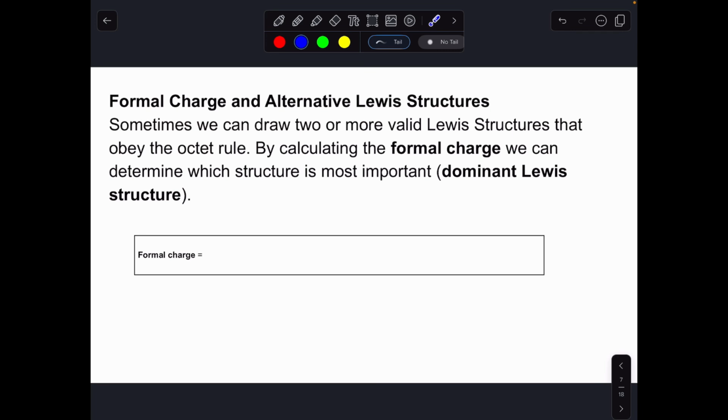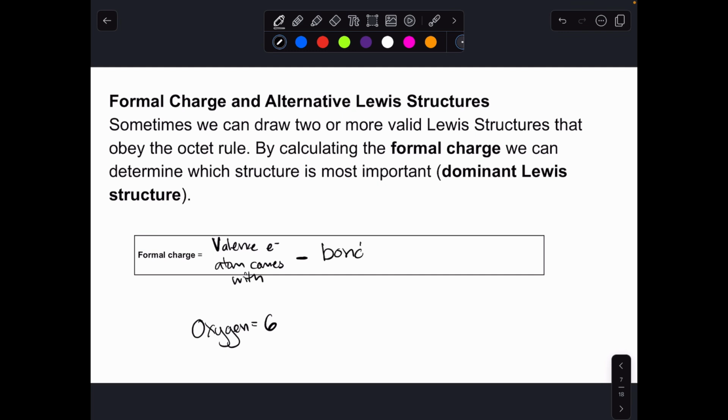Now, formal charge is a method we can use to check a Lewis structure and kind of prove it, I guess, to some extent. So it's a little equation where we're going to take the number of valence electrons that the atom comes with. What I mean by that is it's not how many are shown in the picture, but how many it has. Like for oxygen, it would always be 6 because oxygen has 6 valence electrons. That's how many it comes with when it bonds. Then you're going to subtract the number of bonds it has.